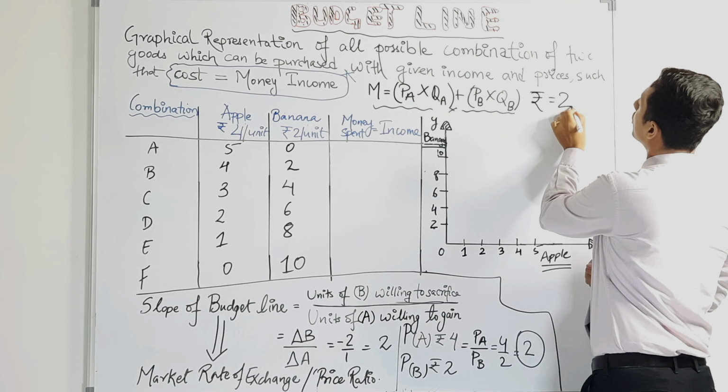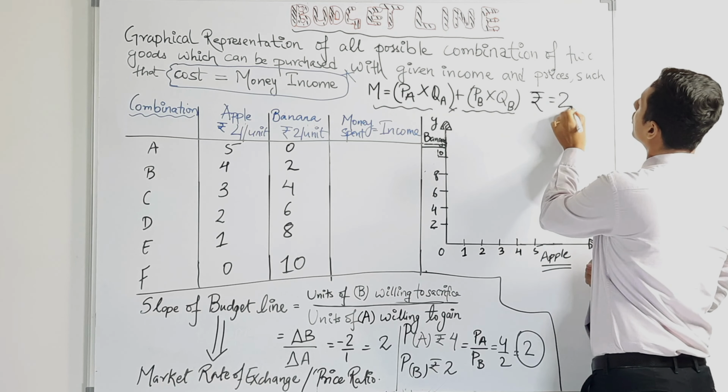Now, remember you are spending entirety of your money income. First possibility A, 5 units of apple can be purchased, right? If one purchases 5 units of apple, 5 into 4 is 20, then we will be able to consume or purchase only 0 bananas, right? So 20. The objective is to spend the entirety of the money income.